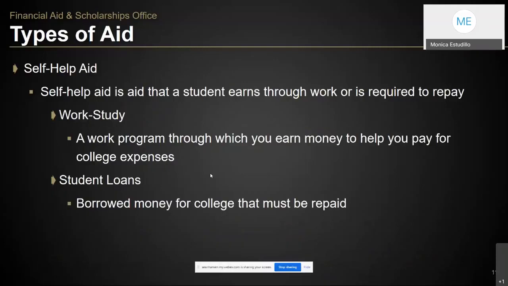And a different kind of financial aid is self-help aid, which is, sometimes you have to work to earn that, or student loans that you have to pay back. So you're kind of using this to help yourself, that it's not money that's free necessarily. And so for work study, it's something that you can apply for. You can indicate it on your application whether or not you want to use work study funding.